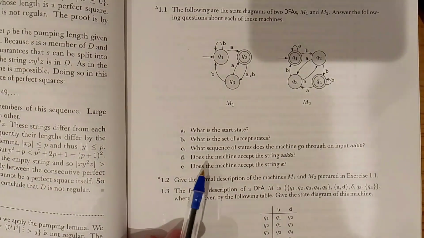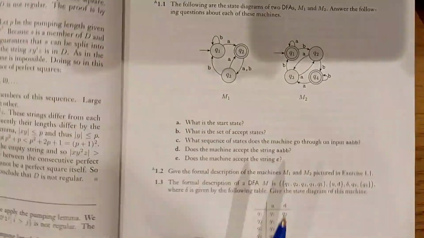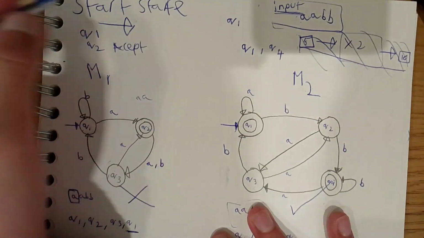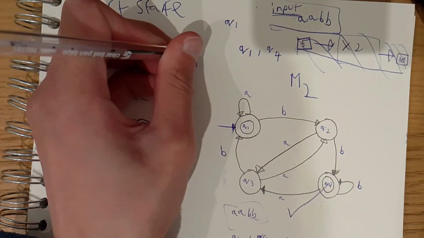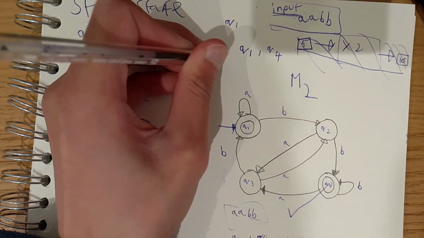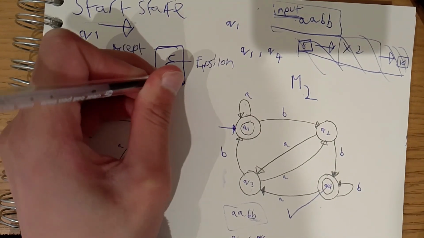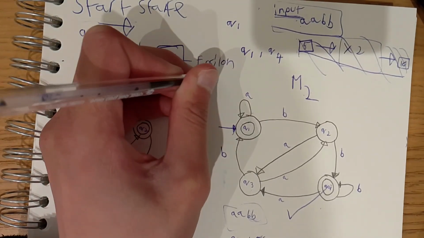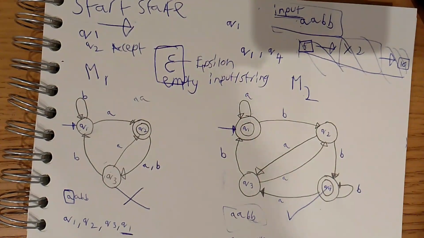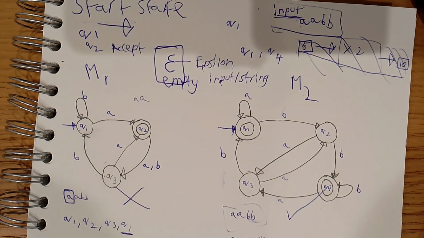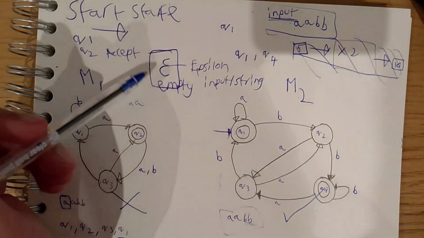Last one, does the machine accept the string epsilon? Let me continue here. Epsilon, this is the Greek letter epsilon. This means empty, the empty input string. Empty means there's nothing there. There are no elements, no input. So that's what the empty thing is.